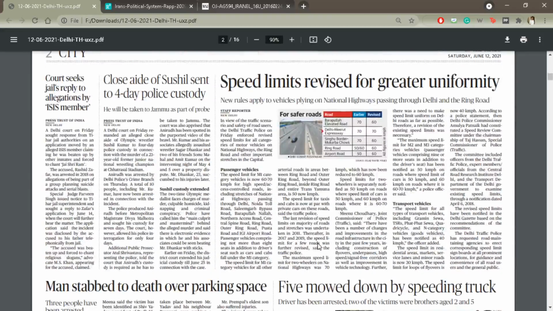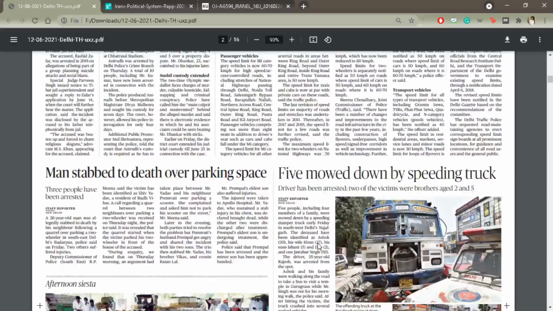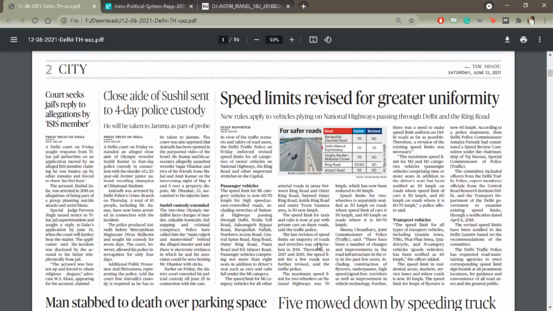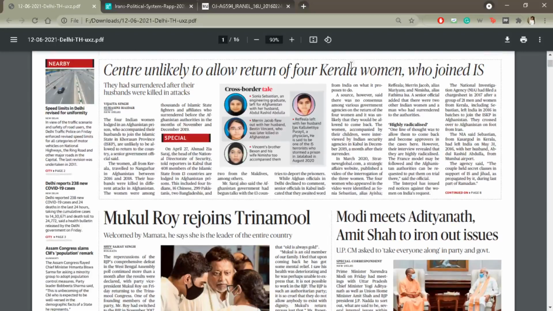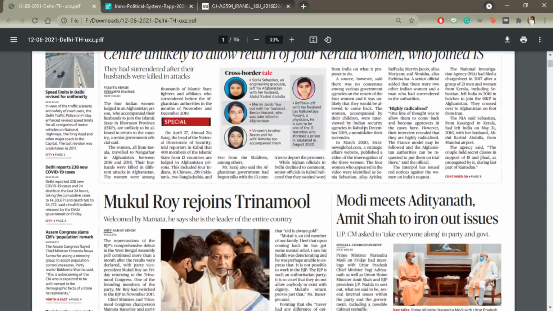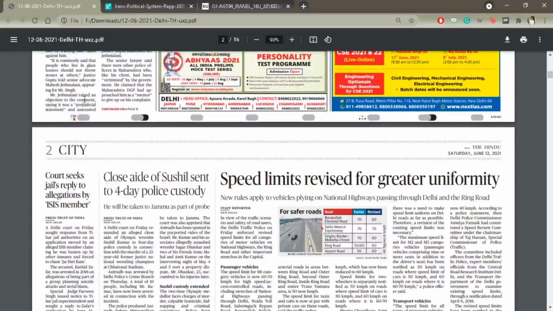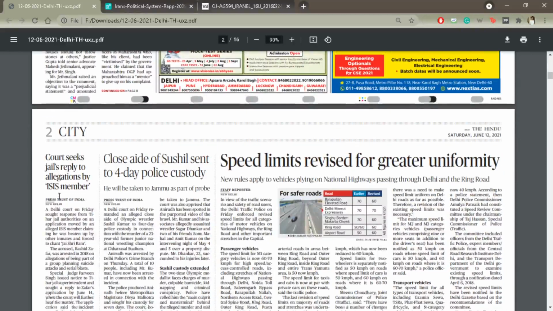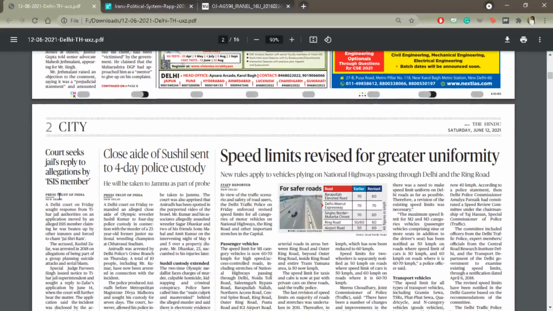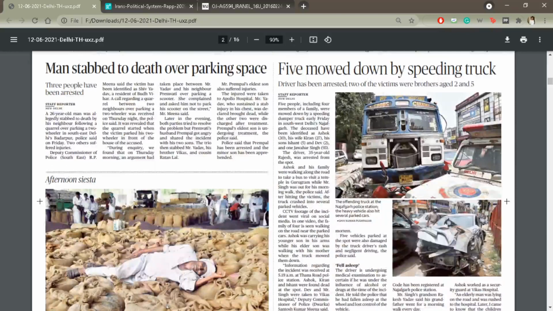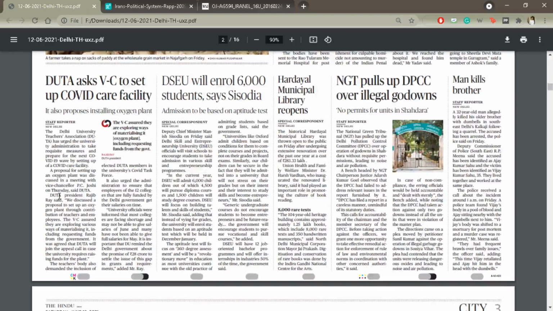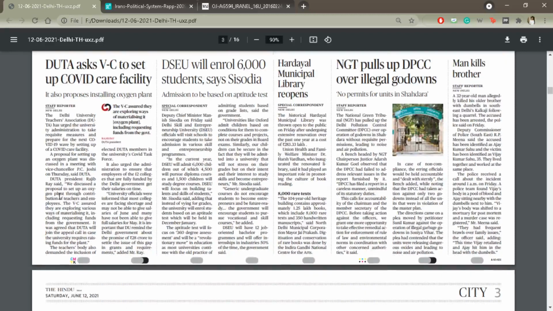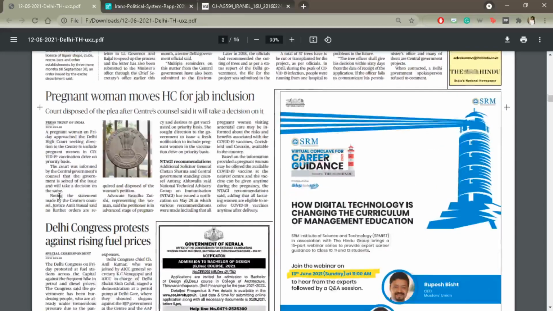Apart from this, on the national news, in terms of news related to IS, on the front page and on the second page, it says center unlikely to allow 4 Kerala women who joined ISIS. And then on the national page, court seeks jail reply to allegations by ISIS member. In terms of both these news items, what you need to focus on is something I'm going to respond to in the editorial section. There is an article there that is relevant. Apart from this, the news on this side is not relevant for us.